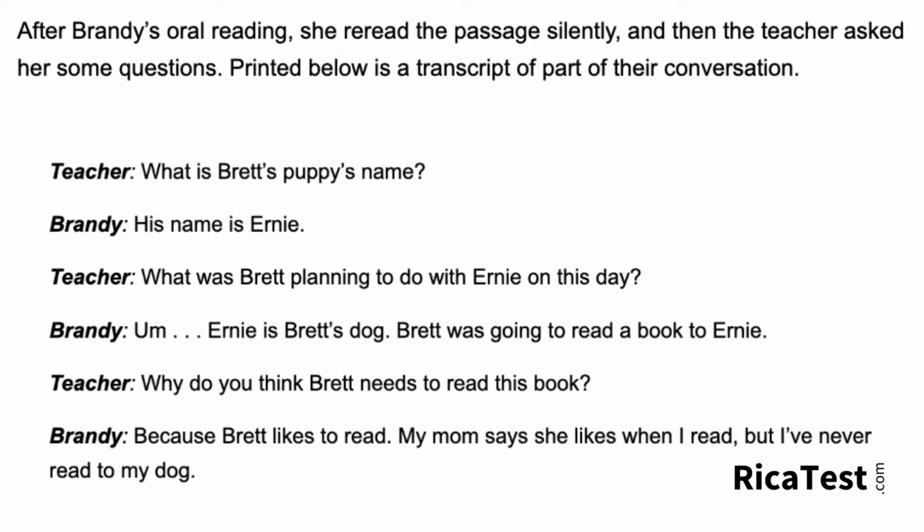Let's read on. The teacher asks, "Why do you think Brett needs to read this book?" Brandy says, "Because Brett likes to read. My mom says she likes when I read, but I've never read to my dog." Oh, no. Okay, so this is definitely major. This has got to be a reading need that I record. This third question was the evaluative comprehension checking question that the teacher asked, and Brandy was again not able to correctly answer it.